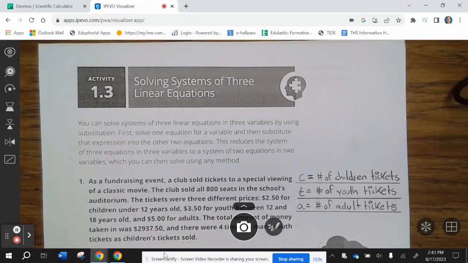Okay, Walker, so we're at 1.3, solving systems of three linear equations. You can solve systems of three linear equations in three variables by using substitution. First, solve one equation for a variable and then substitute the expression into the other two equations. This reduces the system of three equations in three variables to a system of two equations in two variables, which you can then solve using any method.